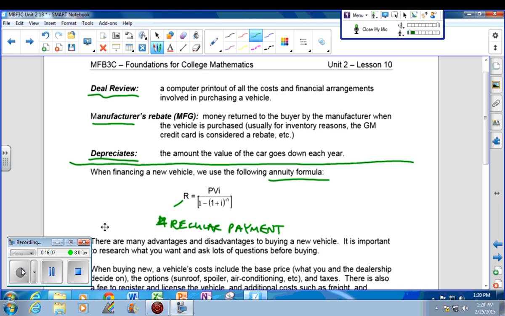Now, the PV for the vehicle is just the cost, right? It's the total cost of the vehicle. And then everything else is what we're used to. The I is the interest rate divided by the number of compounding periods per year. And the N is the total number of compounding periods. So typically, you'll be financing a new vehicle for 4 years, 5 years, something like that. Anything more than that, I don't even know if you can get a 6-year financing. Okay. So that's something to keep in mind.